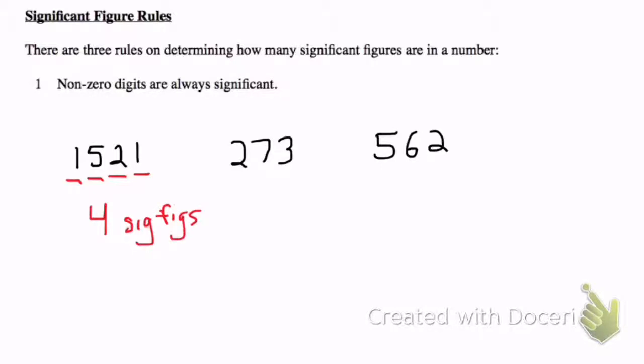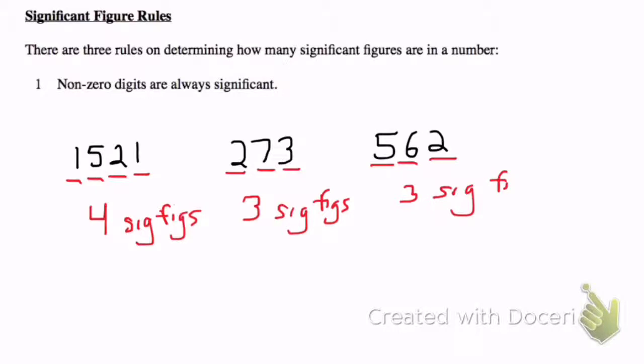If we look at the next one, 273, we can see that 2, 7, and 3 are all non-zero numbers. Therefore, this number has 3 sig figs. And the last one, 562, we can see that the 5, the 6, and the 2 are again non-zero. So therefore, this has 3 significant figures.